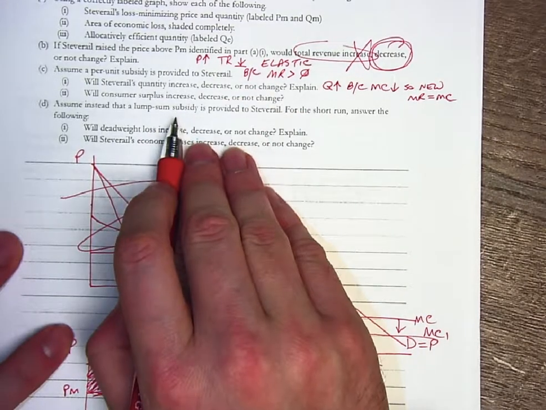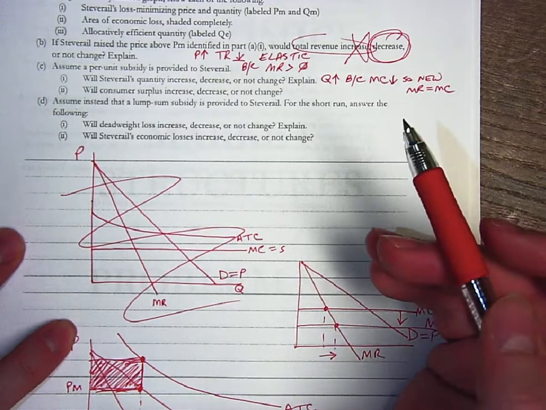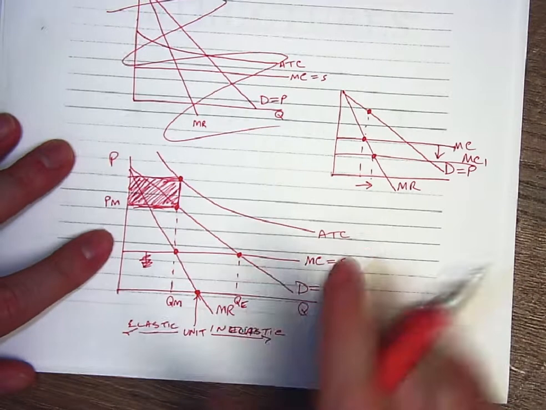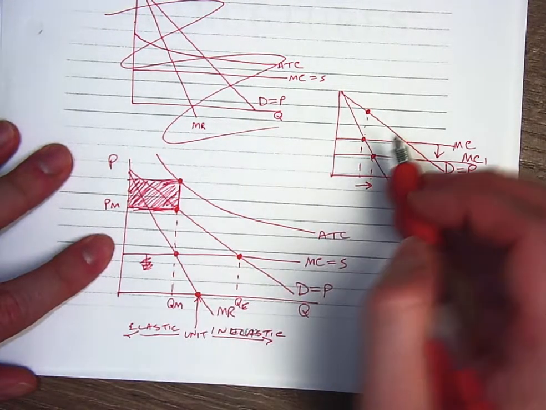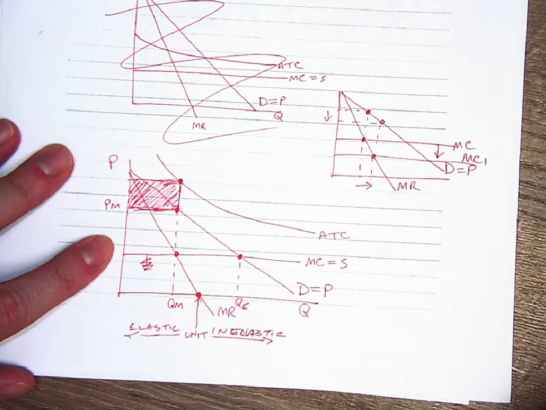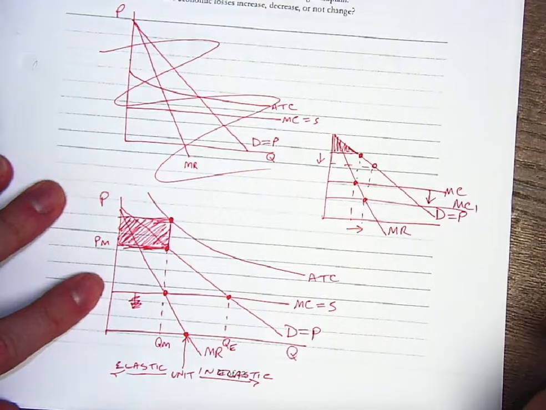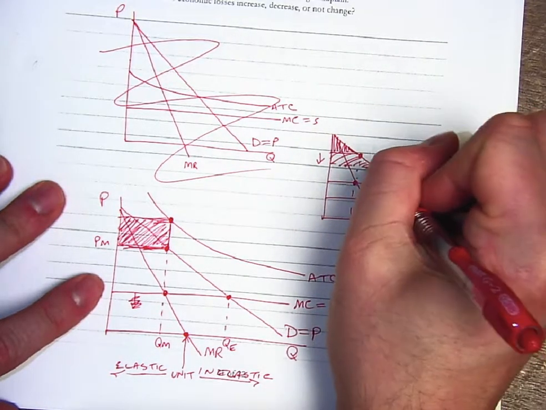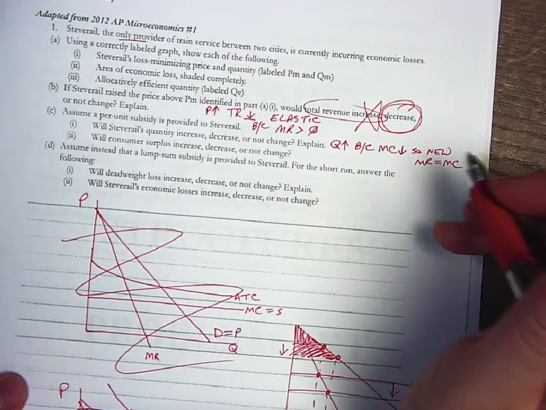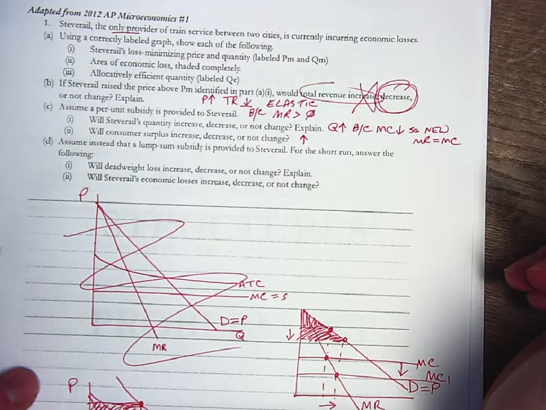Will consumer surplus increase, decrease, or not change? Well, consumer surplus is just the distance from the price to the demand curve. So they used to be here at PM. Now they are here. So the price falls. So if the price fell, the consumer surplus used to be this big, and now it includes all this other stuff. Well, that's bigger. That's a bigger area. So we could say it would increase. And the explanation can just be because the price falls and the quantity rises.